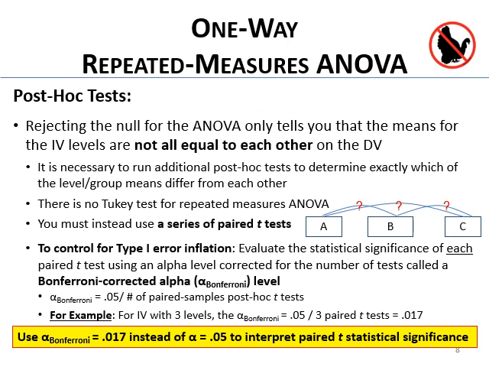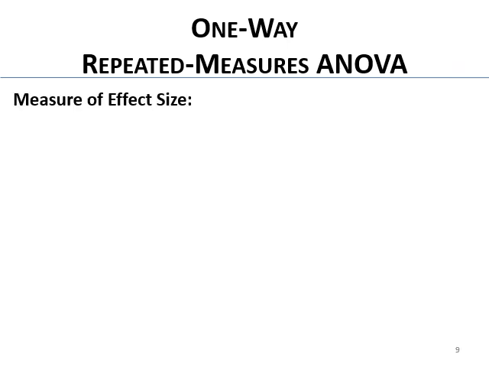So you will use alpha of 0.017 on our problem that we're about to do instead of 0.05 to interpret the paired t statistical significance when you've got 3 groups. The measure of effect size is eta squared this time. It's defined as the sum of squares of the independent variable, within the independent variable, divided by the sum of squares total.